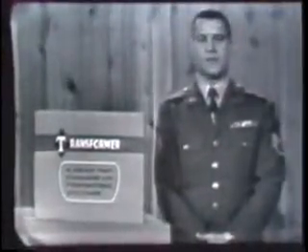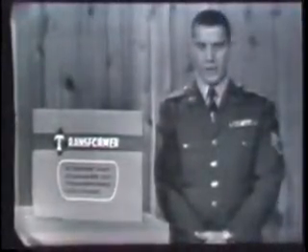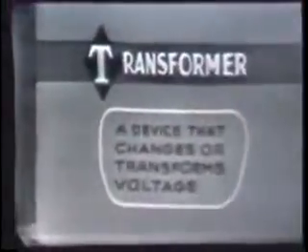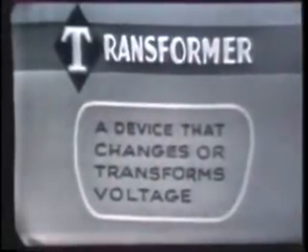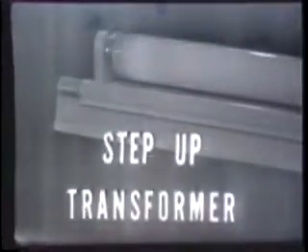The answer to both of the questions just posed for you, and also the subject of this lesson, is the transformer. Now, just what is a transformer? Well, basically, we can say it's a device that does just what its name implies. It changes or transforms voltage. If the transformer reduces the voltage, as in the case of the train, it's called a step-down transformer. Whereas if the transformer increases the voltage, as in the case of the fluorescent light, it's called a step-up transformer.